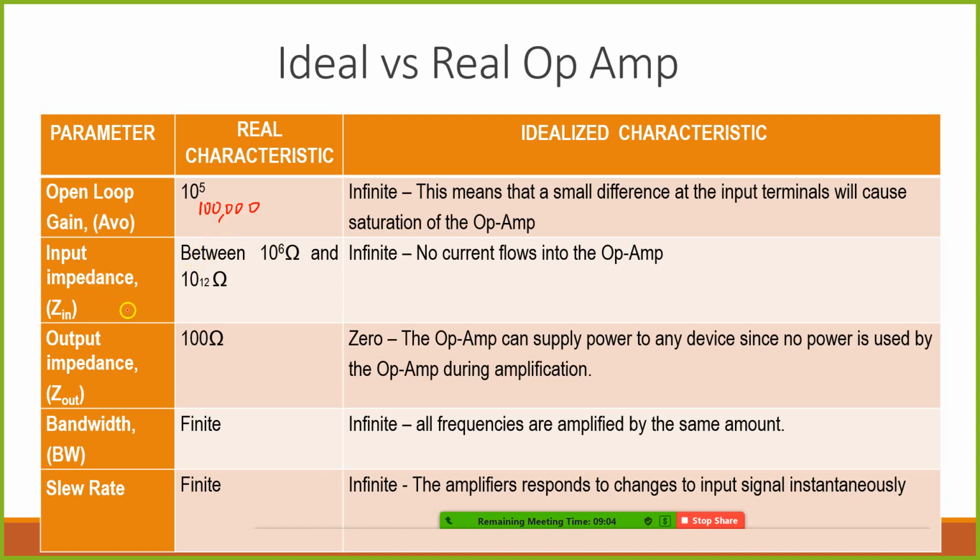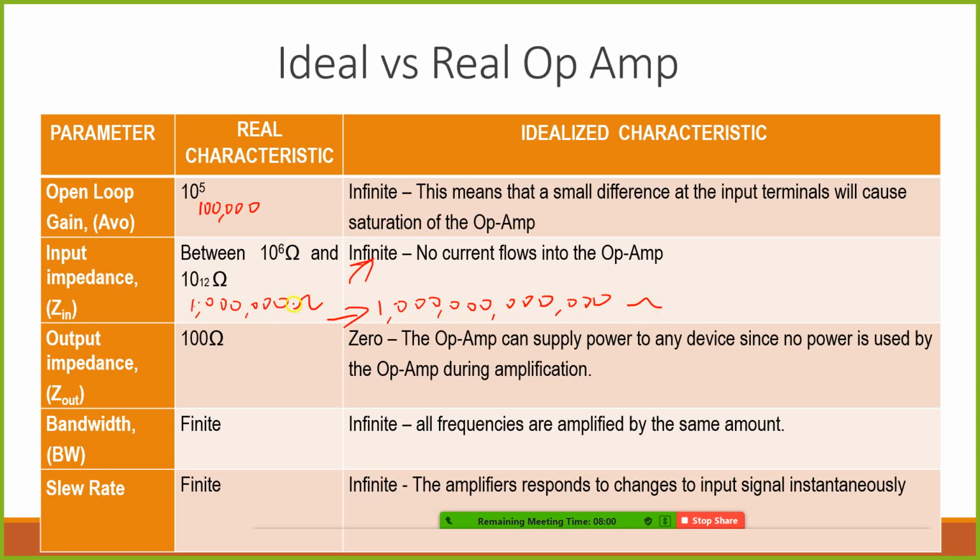As it pertains to the input impedance, remember when we said that in the ideal case it has infinite impedance, which means that no current flows into the operational amplifier? Well, in the real sense, it has a very high resistance, between 1,000,000 ohms to basically 10 to the 12 ohms, which is tera ohms. So these are very high resistances. If we were to write out the resistance at the input, this is what it looks like. This is 1,000,000 ohms, and then this one here is a lot of zeros. This is the amount of resistance at the input.